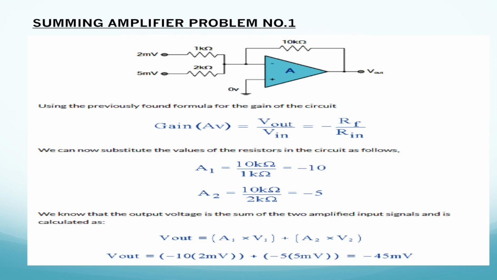Now you can go with the next input, it is 5 millivolt towards your 2 kilo ohms. Along your 10 kilo ohms feedback, you will be getting an output of minus 5 as the gain. Now V out will be equal to the additive part of your input 1 and the input 2. Now you will be getting it as minus 10 plus minus 5. So now you can see the total gain of the summing amplifier as minus 45 millivolt.